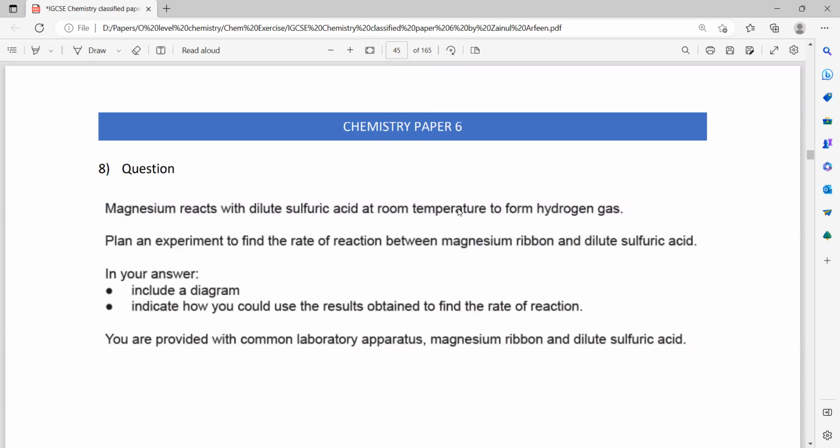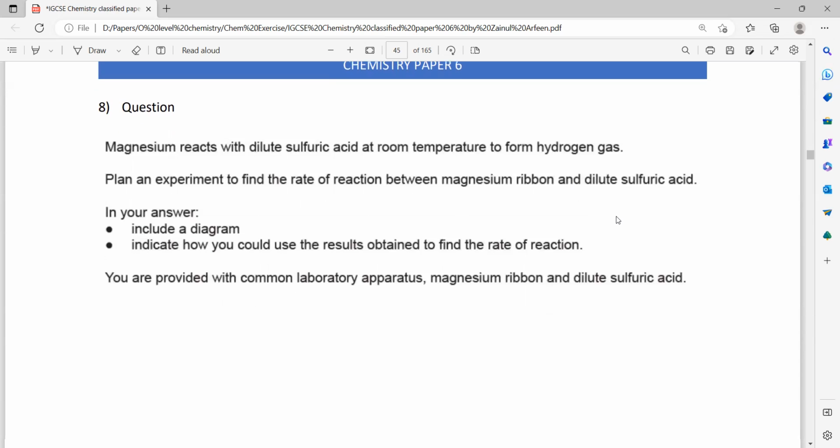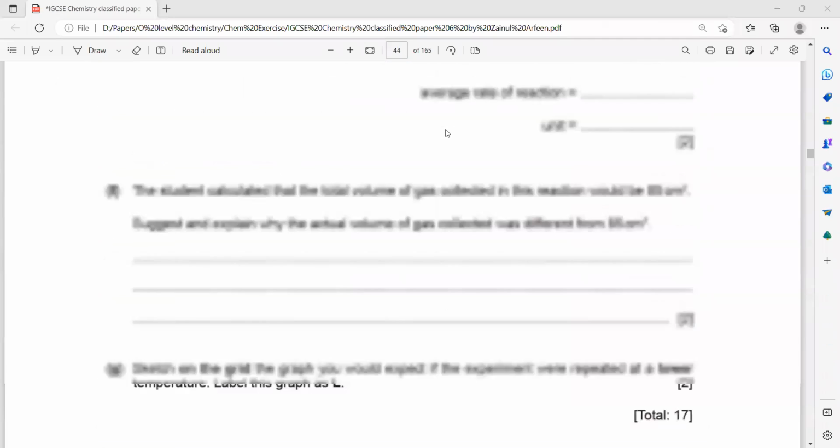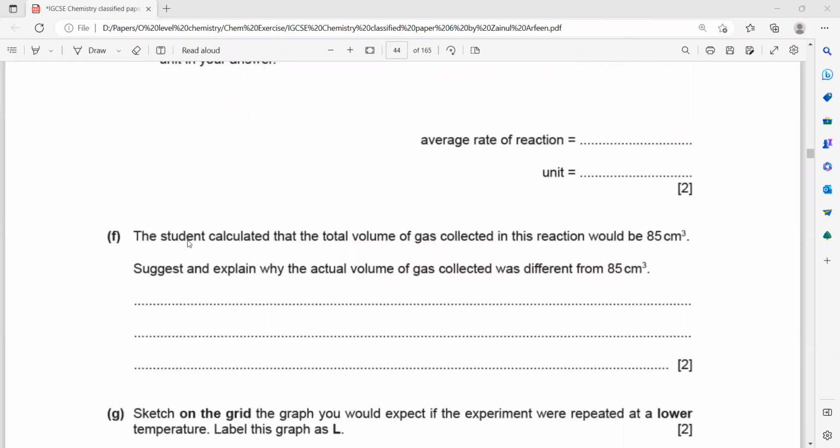Another question: magnesium reacts with dilute sulfuric acid at room temperature to form hydrogen. Plan an experiment to find the rate of a reaction between magnesium ribbon and acid. Part F: a student calculates that the total volume of gas collected in this reaction would be 85. Suggest and explain why the actual volume of gas collected was different. Some gas dissolved in the water.